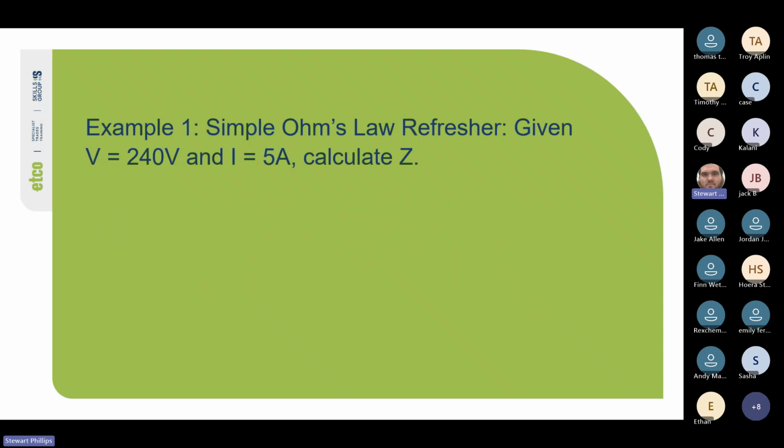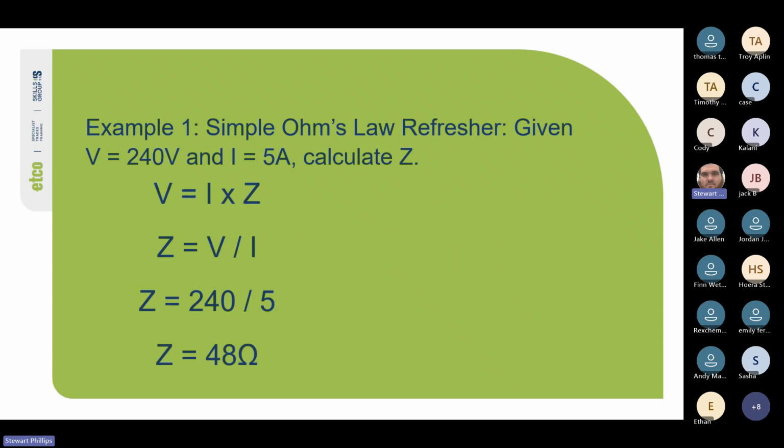Cool. So we'll do one example. A simple Ohm's law refresher. Given voltage equals 240 and I is 5 amps, calculate Z. So voltage equals I times Z. We can rearrange that to get Z equals V divided by I, which is 240 divided by 5, which gives us 48 ohms. So simple, nice and easy Ohm's law calculation.